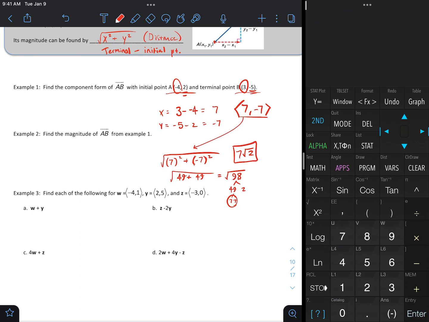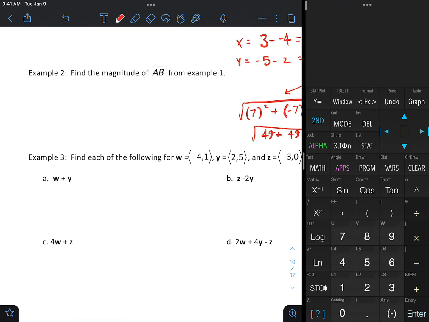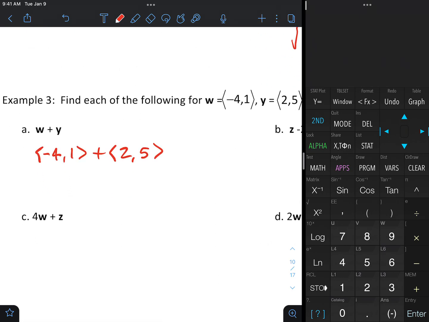So first one here, we're going to do the vector w plus the vector y. And, I guess here's how I would write it out. You do 4, 1 right there, and then you're going to add on the 2, 5. Basically you just add your two x's together and you add your two y's together. So this is where you're doing things with multiple vectors.